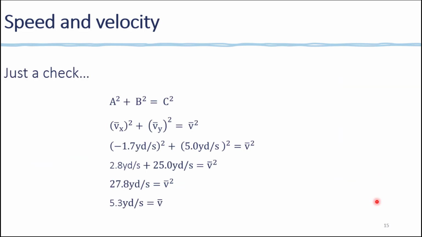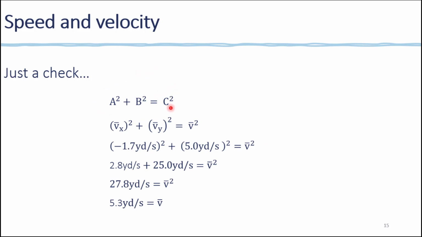So just as with displacement, the resultant average velocity is larger than any of its components. And that is a sanity check for you. You should always make sure that that's the case because the resultant is always the hypotenuse. Okay, so just as with displacement, the square of the resultant average velocity should equal the sum of the squares of its components. And that's just the Pythagorean theorem.